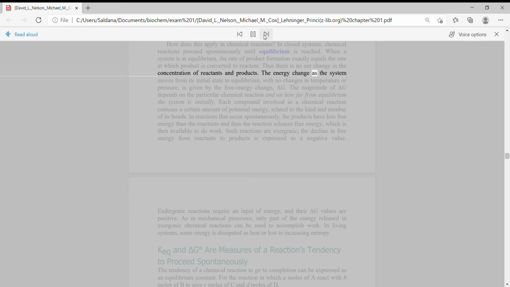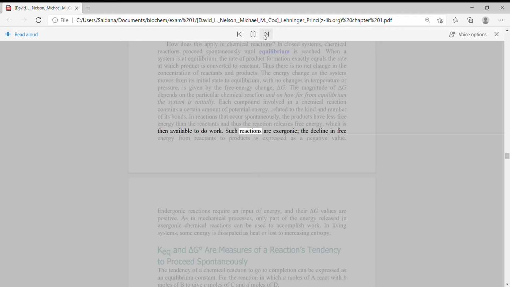The energy change as the system moves from its initial state to equilibrium, with no changes in temperature or pressure, is given by the free energy change, delta G. The magnitude of delta G depends on the particular chemical reaction, and on how far from equilibrium the system is initially. Each compound involved in a chemical reaction contains a certain amount of potential energy, related to the kind and number of its bonds. In reactions that occur spontaneously, the products have less free energy than the reactants, and thus the reaction releases free energy, which is then available to do work.